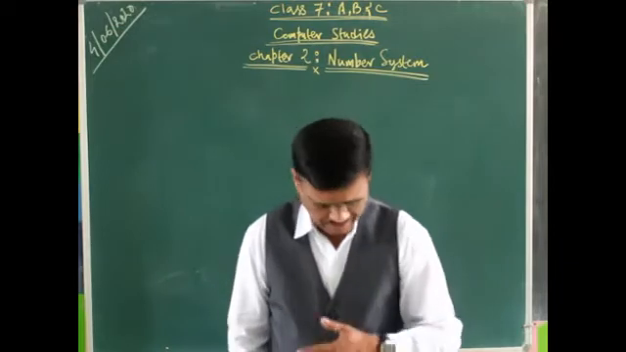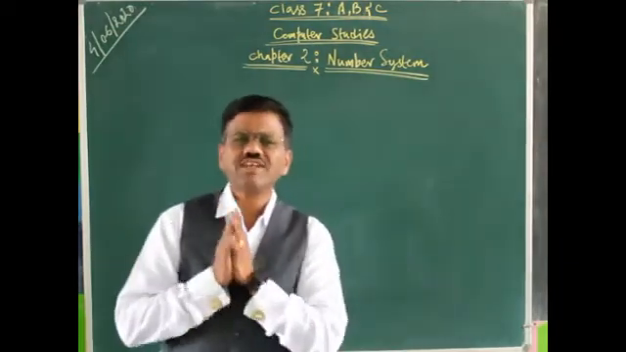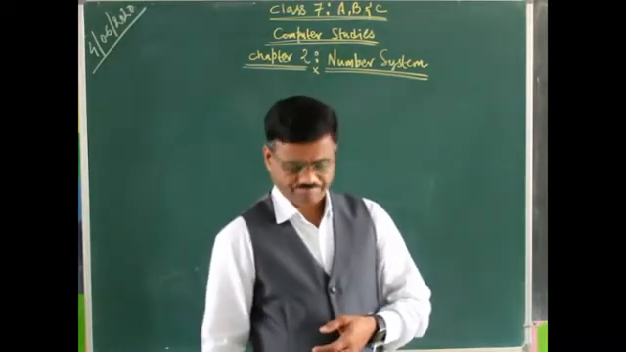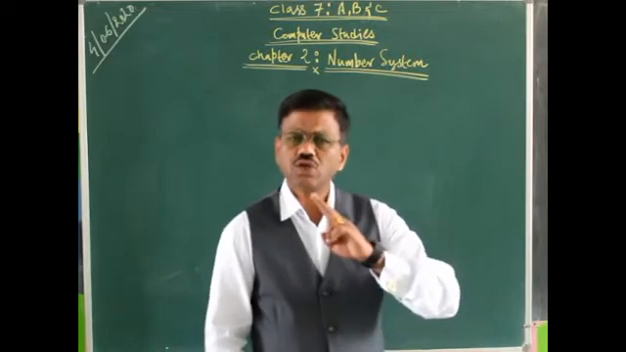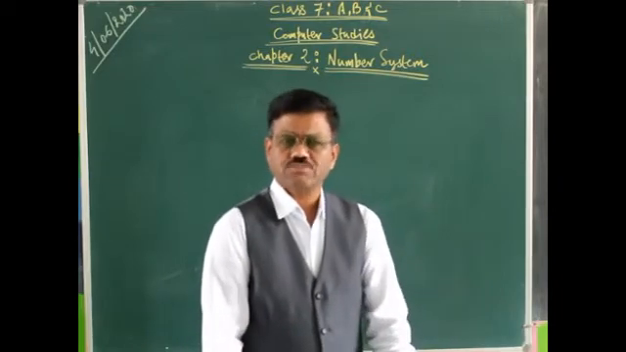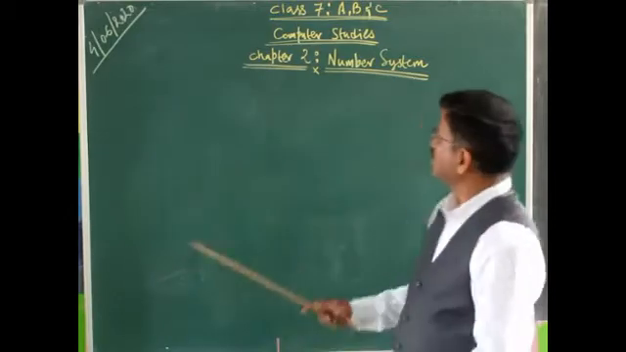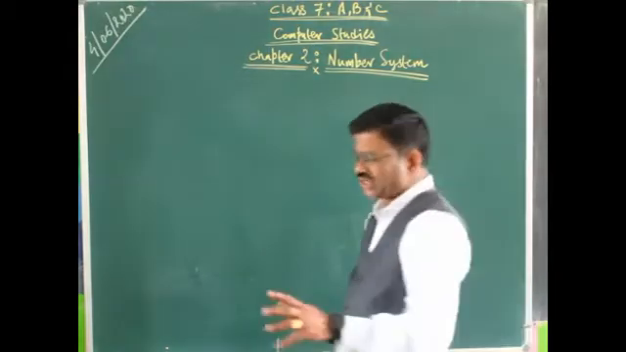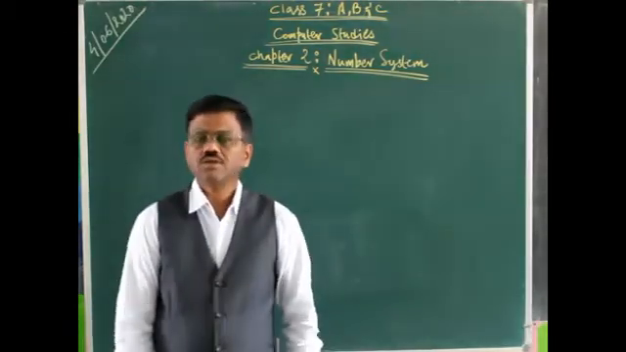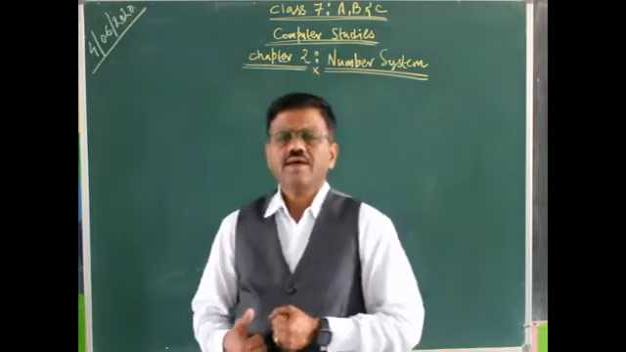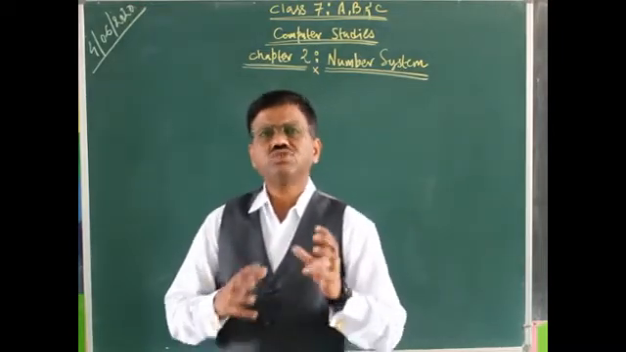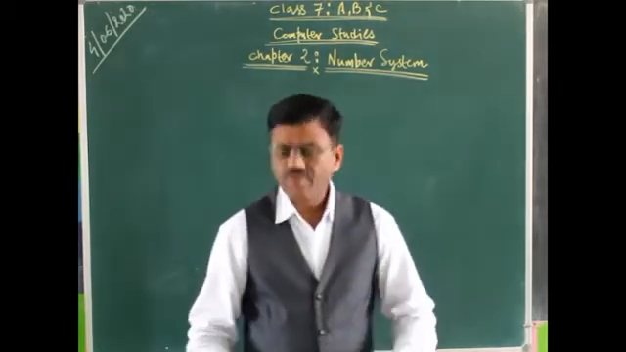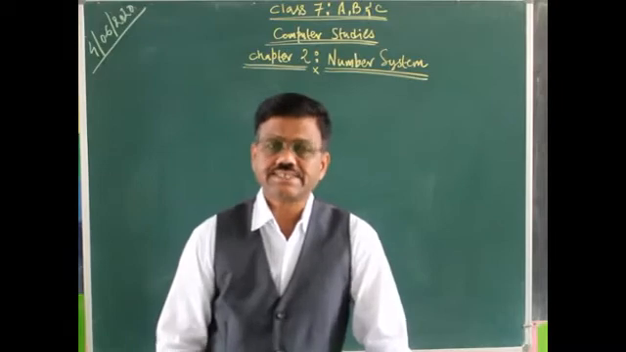Is this clear? Today I am going to begin a fresh and new chapter called number system, chapter number 2 of your textbook. I'll let you know what this number system is all about. You and I have the habit of using the numbers 0 to 9. That's why we call it the decimal number system.